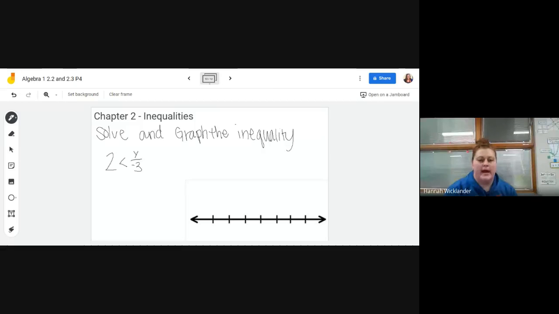Okay, 2 more. This time they're negative. So I'm going to multiply both sides by -3. What's -3 times 2? -6, greater than y. Now I'm going to flip the sign and it becomes like this.